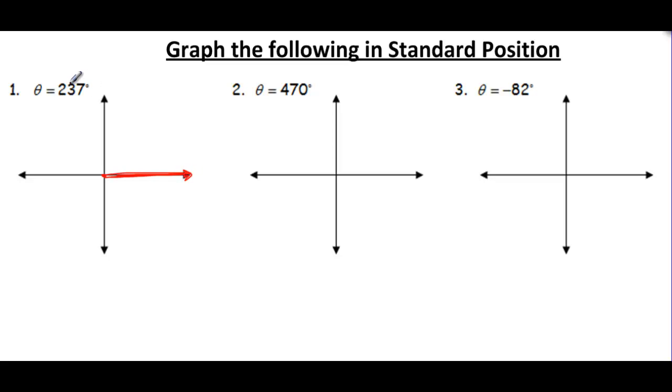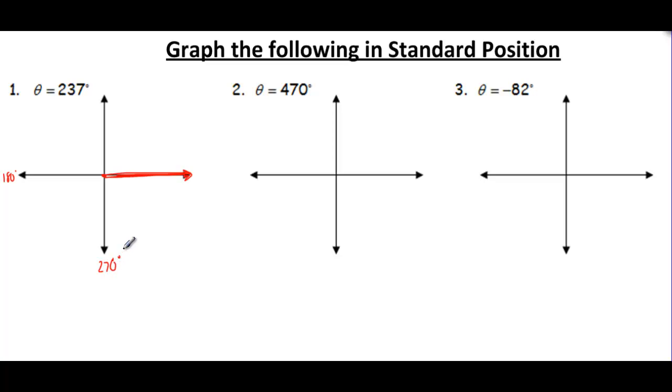And now I need to get to 237 degrees. Well, a full circle is 360 degrees. A quarter is 90. Half is 180. 3/4 is 270. So I know I'm somewhere in between 180 degrees and 270 degrees.